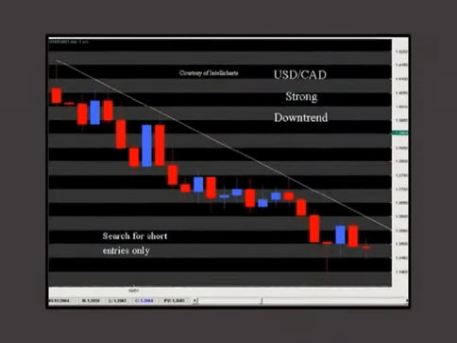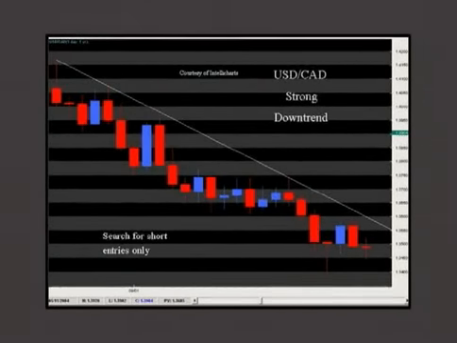What you're looking at now is a chart of the US dollar, Canadian dollar, and it's in a strong downtrend. And you can see that obviously by the trend line on your chart. So if we're in a strong downtrend, we're going to ignore any opportunities to enter long, and we're going to search for short entries only.